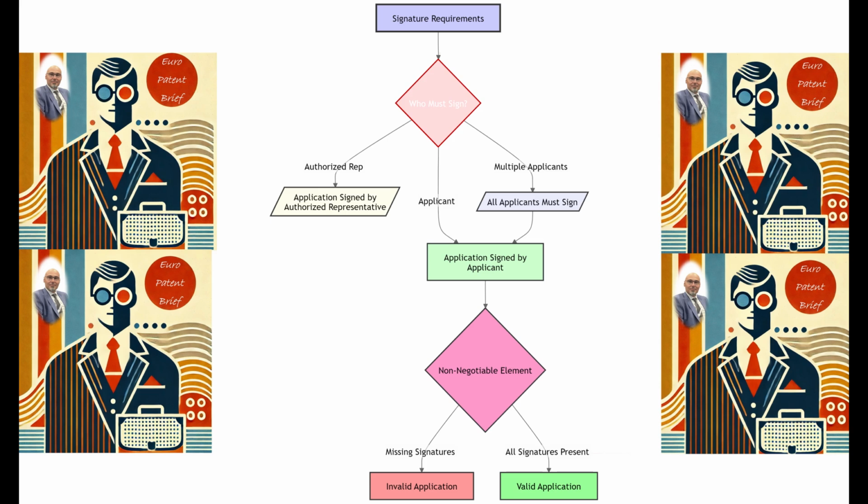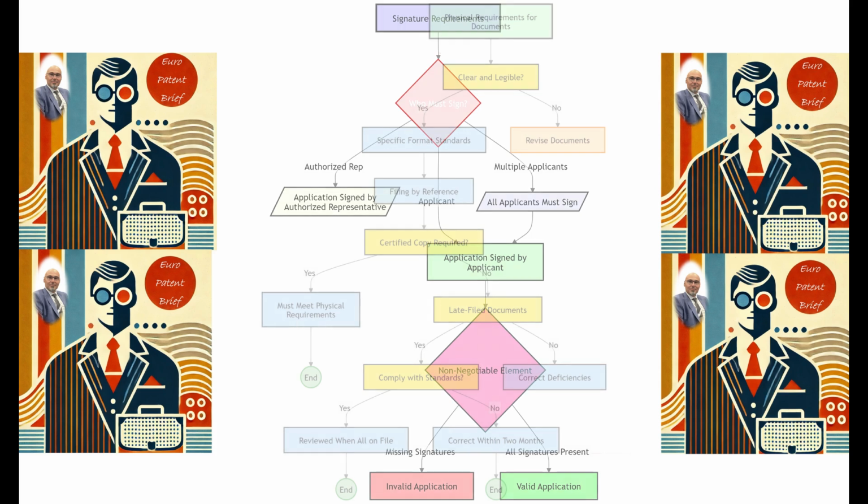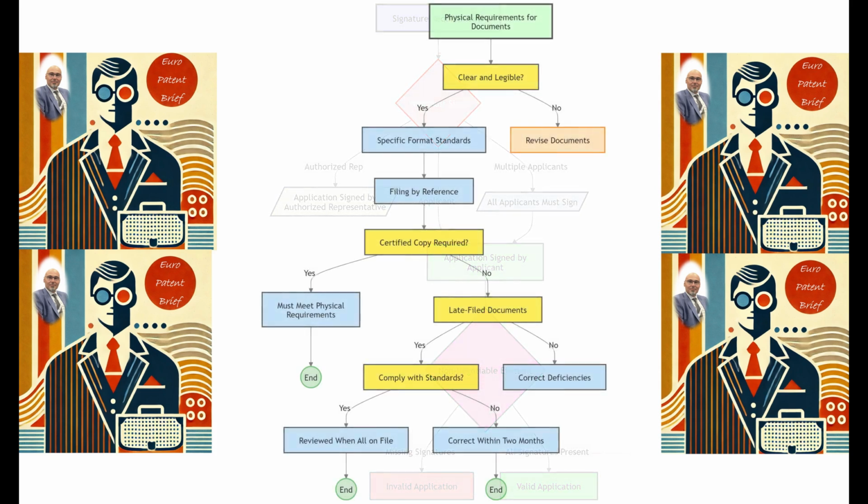IX. The presence of at least one claim. Your application must include at least one claim. This is the heart of your patent, and it's crucial to getting the protection you seek. X. Filing and search fees. Finally, you must ensure that all filing and search fees are paid. Missing this step can halt your application process.